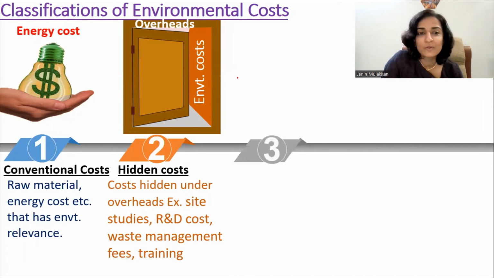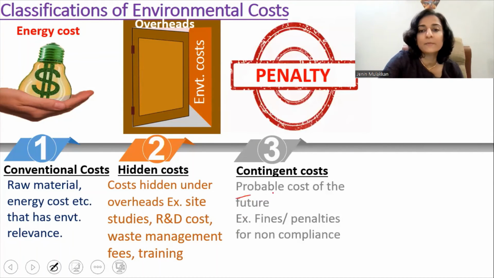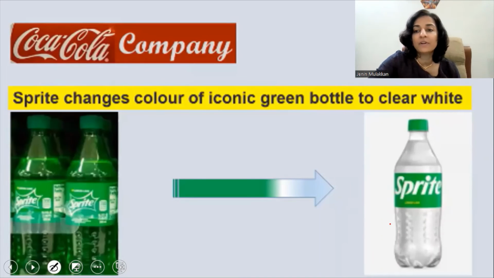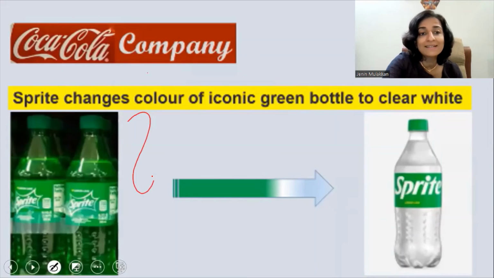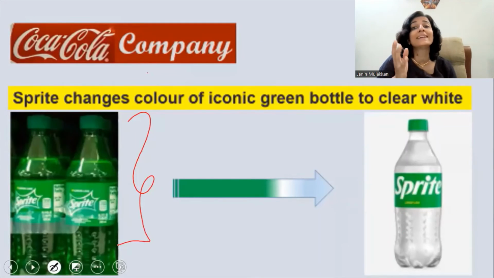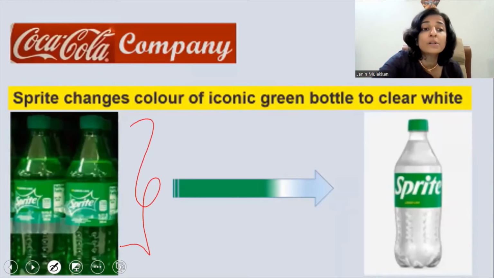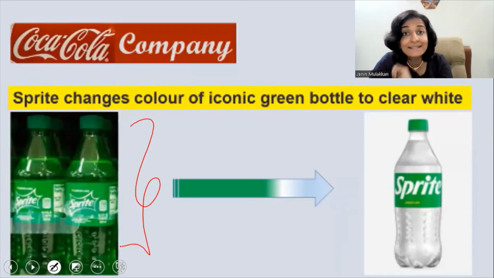Now, the third type of costs are the contingent costs. These are probable costs of the future. Example, fines or penalties for non-compliance. Now, we saw that the Sprite bottles were converted into the clear white bottles. And why did they do that? Simply because green bottles cannot be recycled into new bottles. Now, everywhere we are hearing about environmental protection, the nations are coming together for discussions. So maybe in the future, if a penalty comes for non-recyclable bottles, then that is a contingent cost.